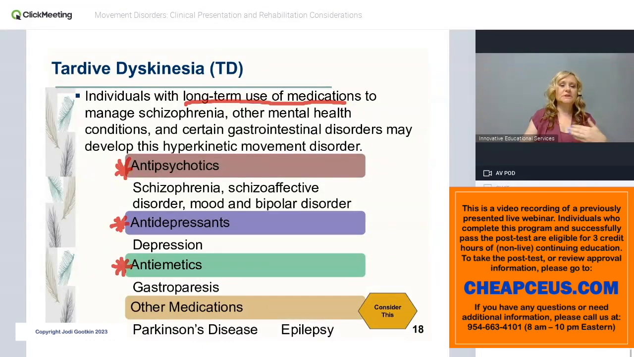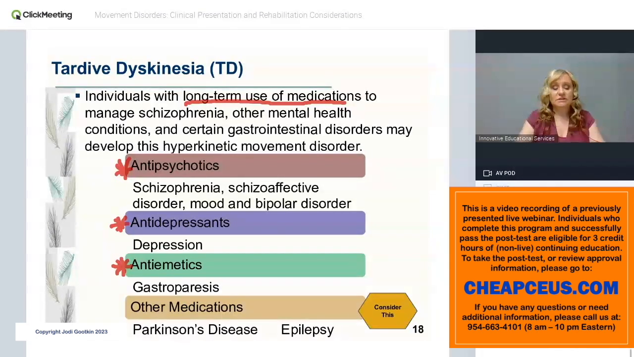So what happens is individuals who are taking these long-term medications for their mental health conditions or gastrointestinal disorders, they start over time to present with a hyperkinetic movement disorder. Their other conditions may be managed by the medication, and then they're starting to show these excess movement patterns that are limiting their ability to function and execute their daily activities and are significantly impairing that individual's quality of life and interaction with their world.